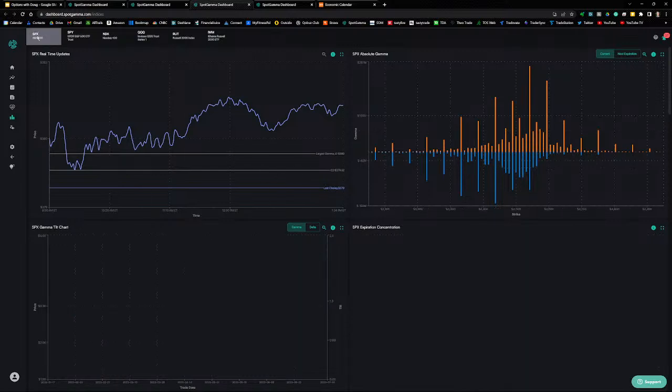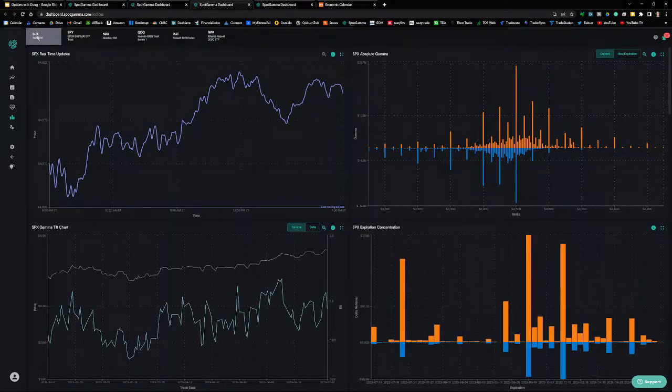All right, so a call dominated expiration coming up. A lot of the call gamma that has been supporting the market should come off, and that could lead to a little bit of weakness after a call dominated expiration.